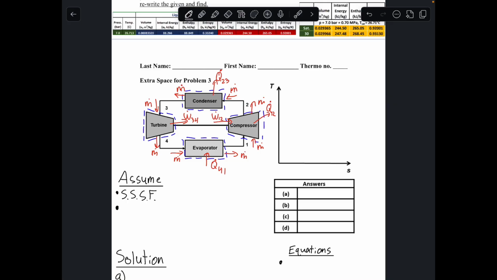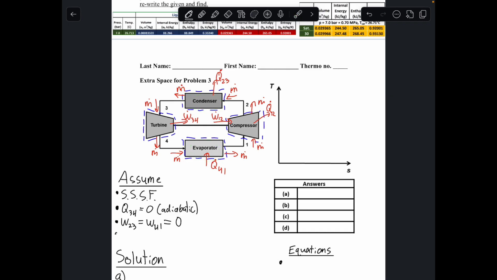Then some of the assumptions they give us directly, like that our turbine is adiabatic. So I'm going to say that the heat transfer from 3 to 4 is equal to 0 because that component is adiabatic. Additionally, our evaporator and condenser terms, like we talked about, are not going to have any work. So I will just write the work from 2 to 3 is going to be equal to the work from 4 to 1, which is just going to be equal to 0, because these are no work devices.